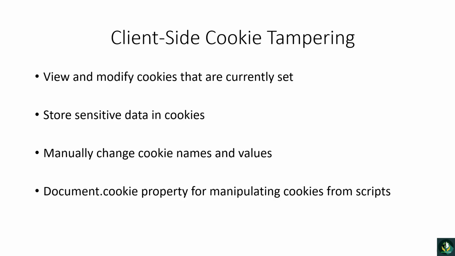More usefully for attackers, JavaScript provides the document.cookie property for manipulating cookies from scripts. If a sensitive cookie such as the session cookie does not have the additional HttpOnly flag, then it can be read and modified by a malicious script following a successful cross-site scripting (XSS) attack.